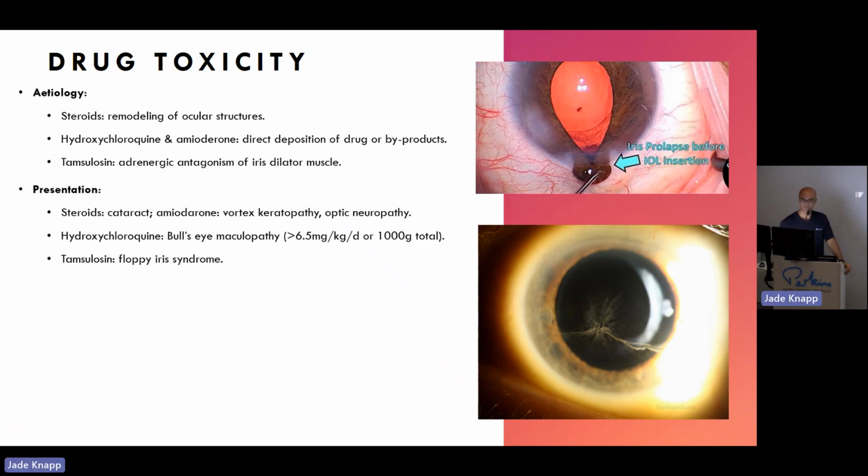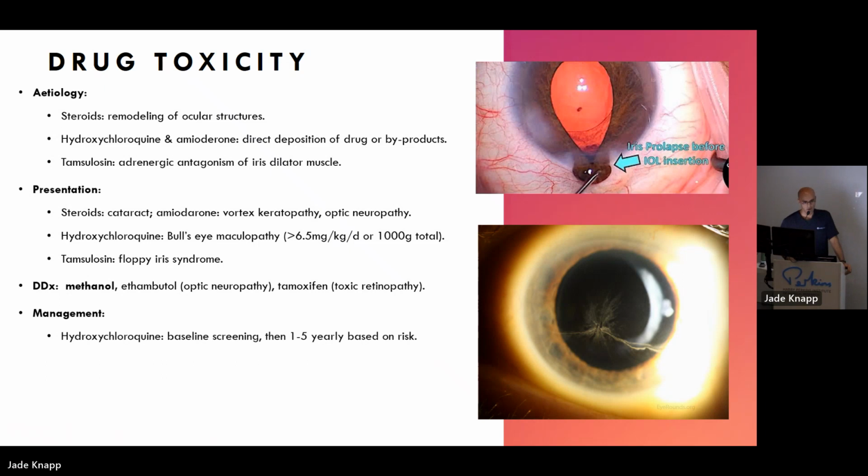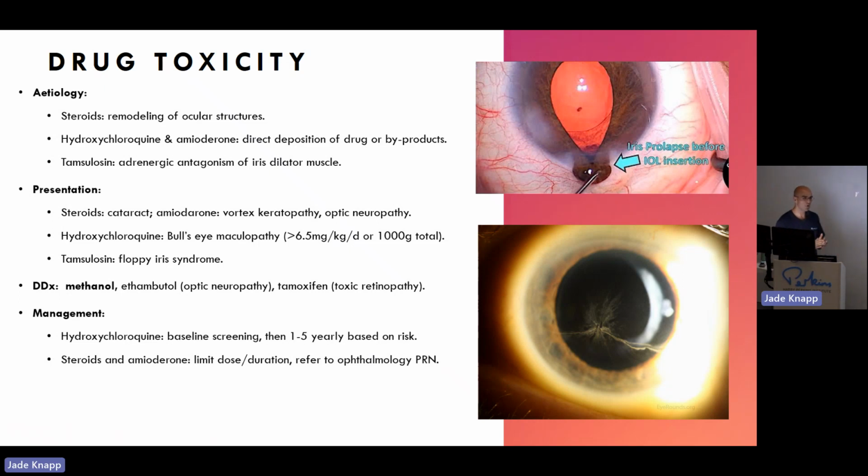And tamsulosin, well, hopefully we know before we operate, but if you don't, you'll see the floppy iris. Differential here is, really I'm referring to other drugs to be aware of: ethambutol, which is used in TB, and tamoxifen. So if any of these medications or illicit drugs, people need to be seen by ophthalmology. Management, refer everyone who's on Plaquenil, steroids and amiodarone. Try and limit steroids and amiodarone and get them seen if they're going to be ongoing. And avoid tamsulosin if you can.